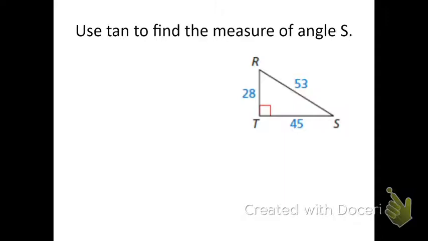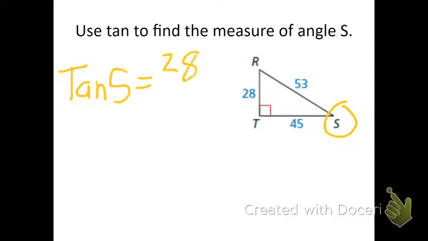Okay, now how would we use tangent to find the measure of an angle? The beginning process is very similar. If we're looking for angle S, we can use a tangent ratio, a proportion with tangent in it, to figure this out. So we know that the tangent of S, and S is what we're looking for, is equal to the opposite leg divided by the adjacent leg.